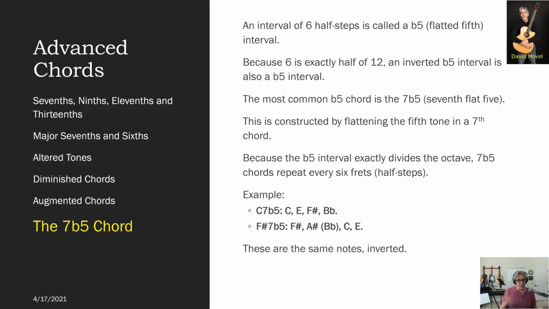Starting again from F sharp, let's do the same thing. We got F sharp is the 1st. A sharp or B flat is the 3rd. C is the flatted 5th. And E is the flatted 7th. But notice the notes are the same. They're inverted. So 7 flat 5 chords repeat every 6 half steps.